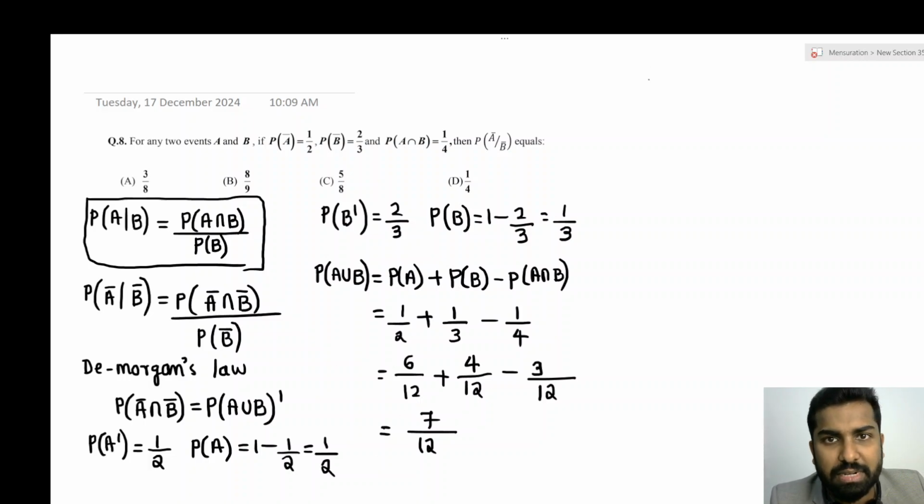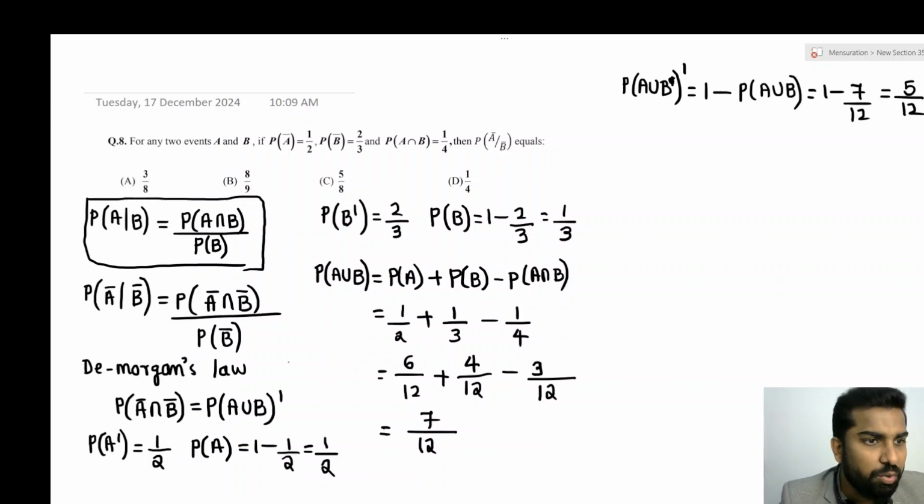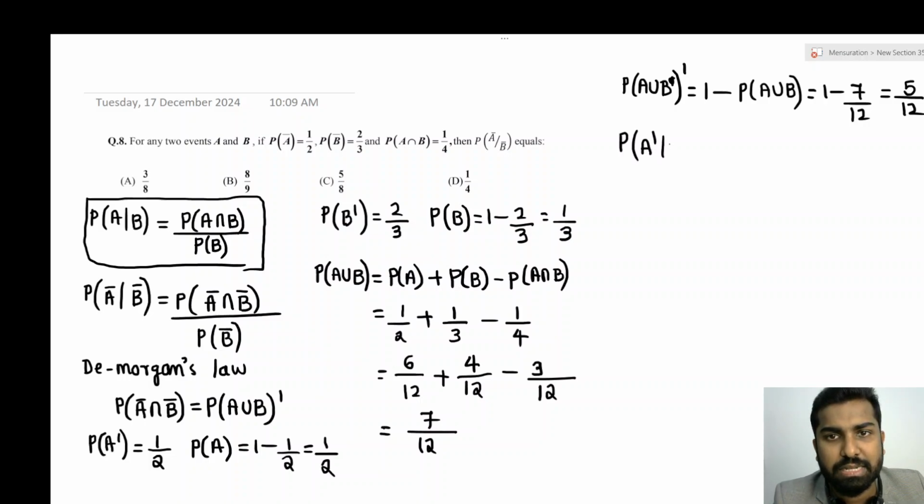We can now easily evaluate the value of probability of A union B whole dash. Probability of A union B whole dash will be equal to 1 minus probability of A union B. Probability of A union B we calculated, so 1 minus 7 by 12, that means 12 minus 7, so 5 by 12 will come. Now we have to evaluate the value. The question is probability of A dash given B dash.